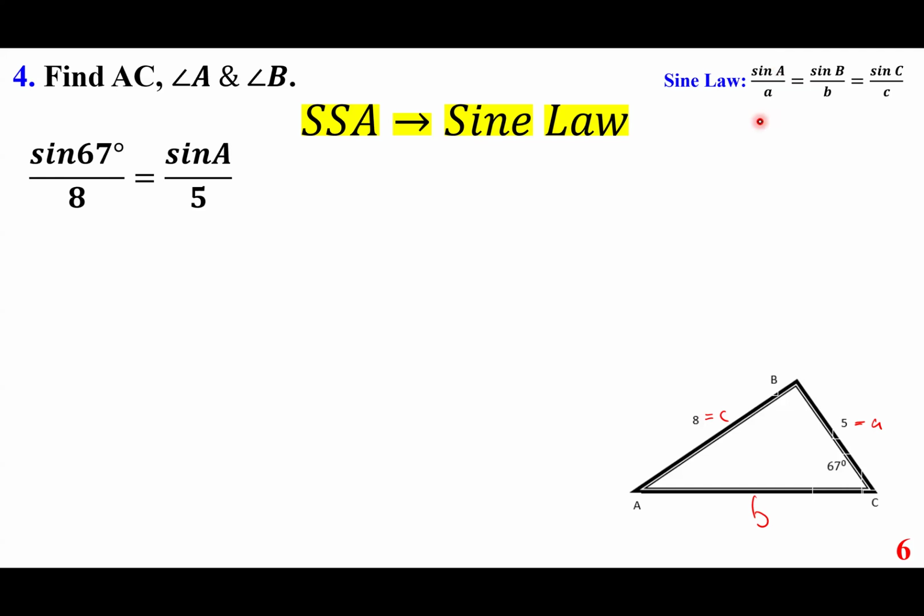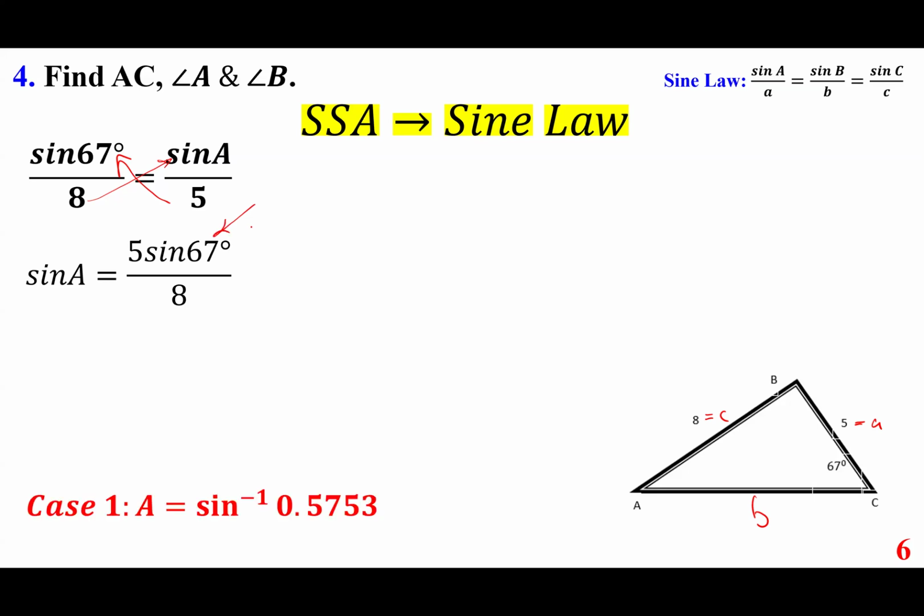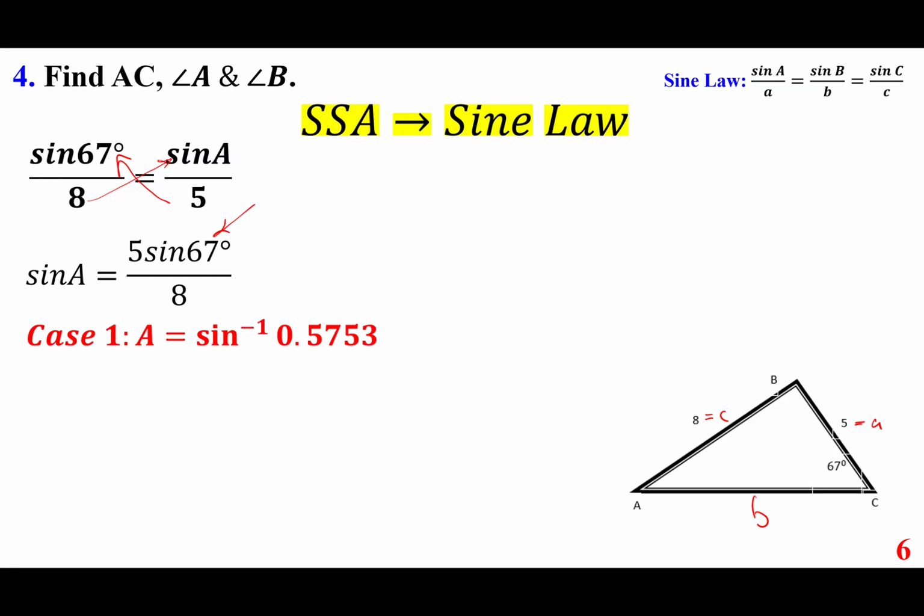The ratio of sine to the opposite side is equal for all sides. So that means if you do the cross product, 5 times sine 67 is 8 times sine A. So sine A becomes 5 times sine 67 over 8. You put that into a calculator, and this value becomes 0.5753. So to find A, you say sine inverse of that, and it gives you 35.1 degrees.